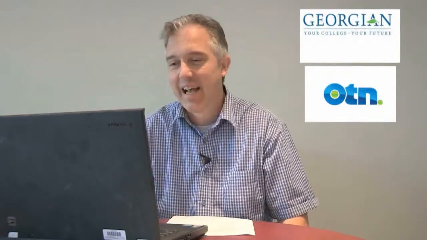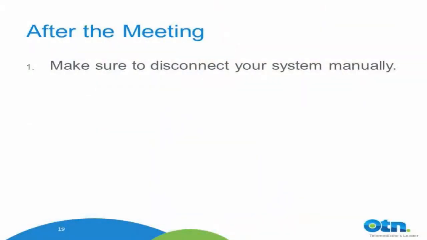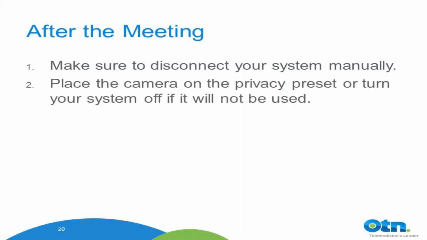So now let's take a look at things we can do after the meeting. It's really sort of the shortest list on our checklist. Obviously after the meeting, make sure to disconnect your system manually. So we've already talked about that. Make sure you hit that hang up button so you are fully disconnected. Place your camera on the privacy preset or turn your system off. So we have mentioned that.